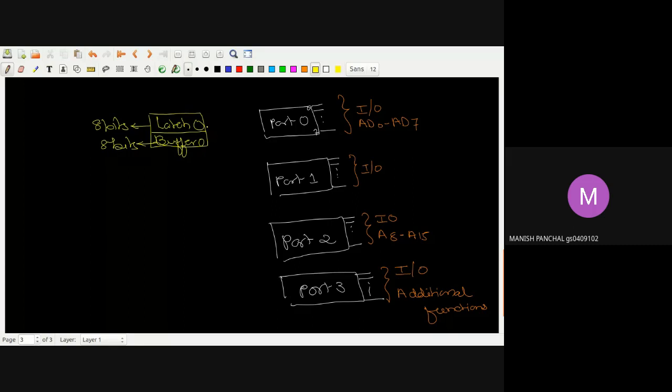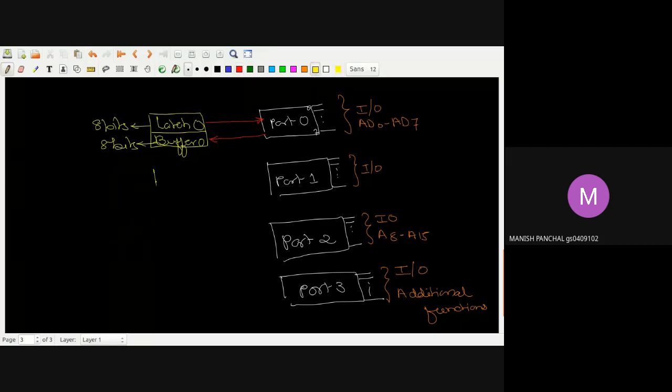Because you know that the capacity of this port is to handle only 8 bits of data. So if I'm using this latch 0, the direction of data will be like this one. Am I right? Did I draw the correct direction for this latch 0? Please respond. And in the case of the input buffer, the direction will be like this one.